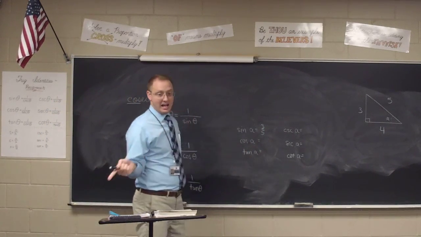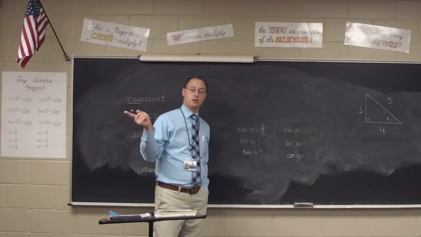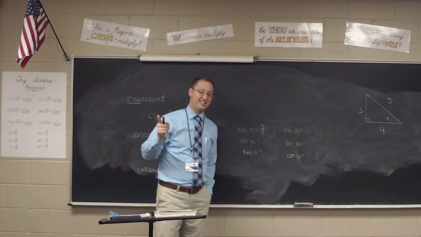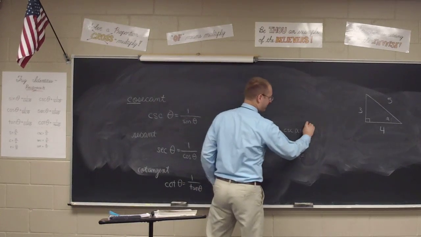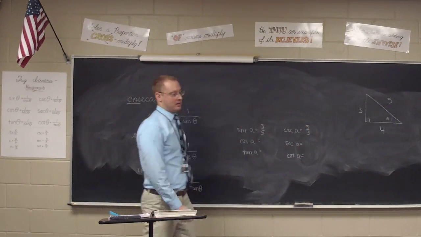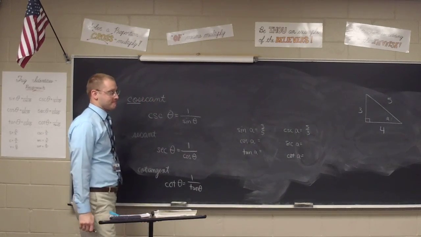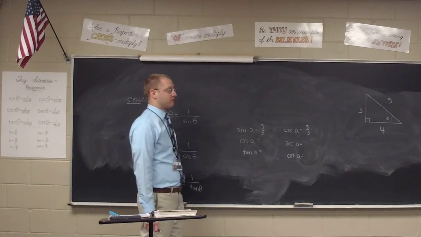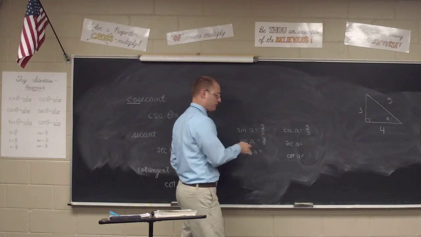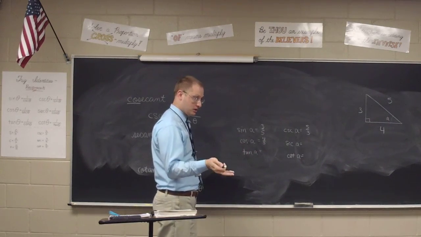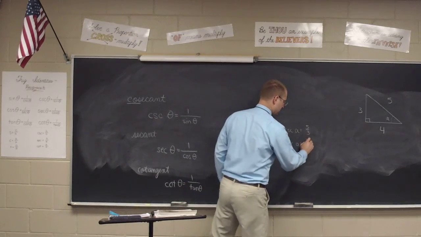So if we know the sine, Jamie, we also know the reciprocal, which is the cosecant, which would be 5 to 3. The cosine of alpha, Chris? 4 to 5. And if we know the cosine's 4 to 5, we also know the secant is 5 to 4.